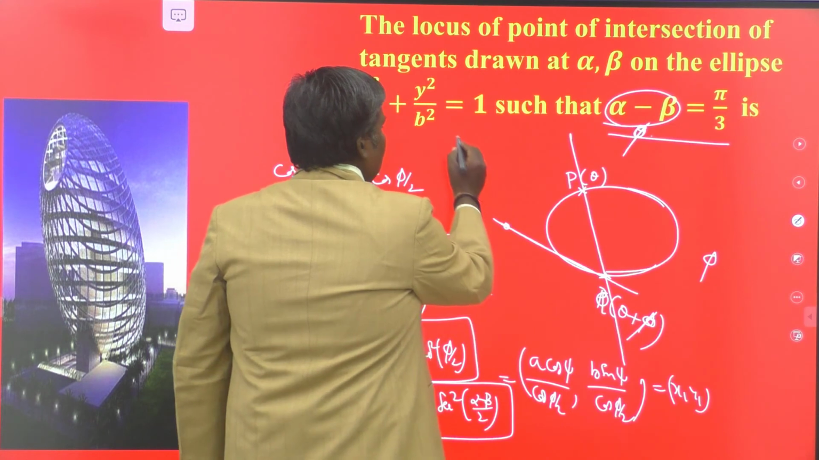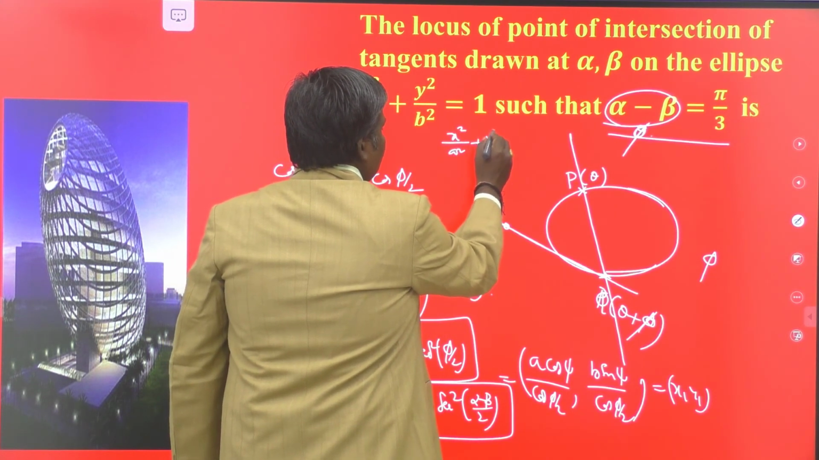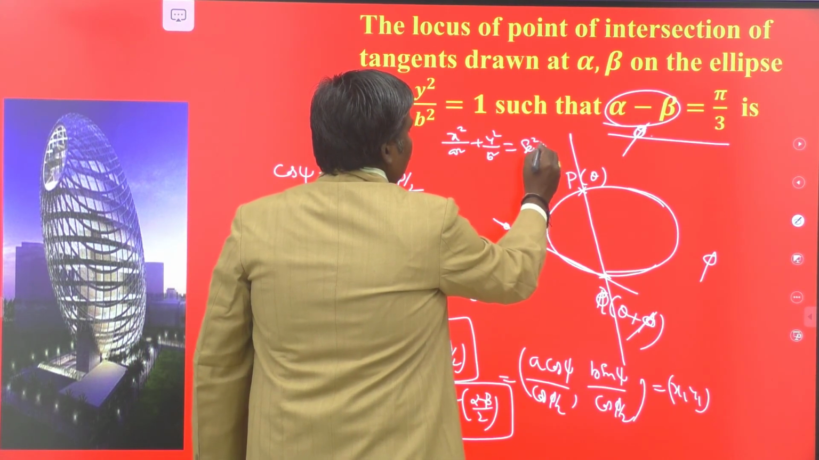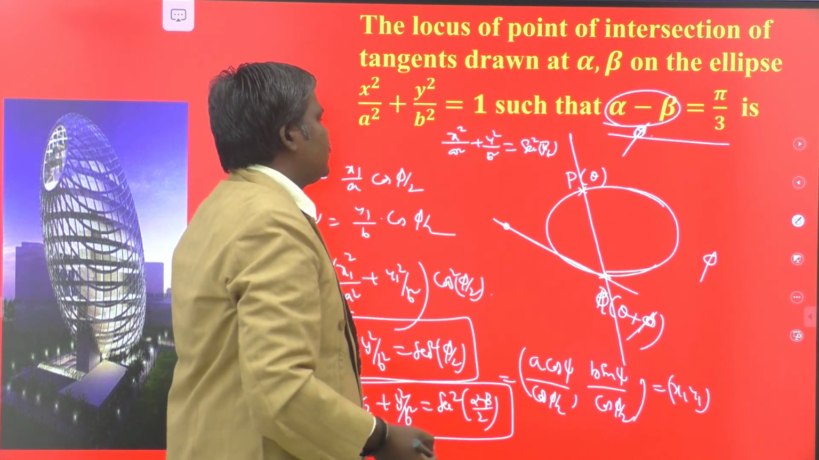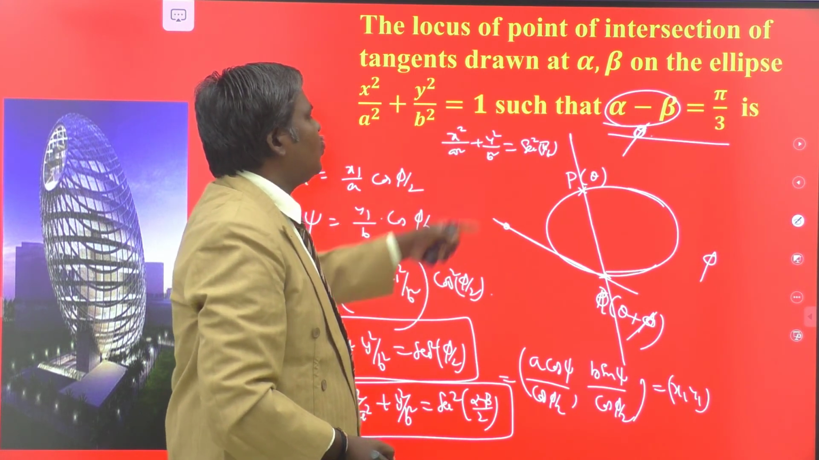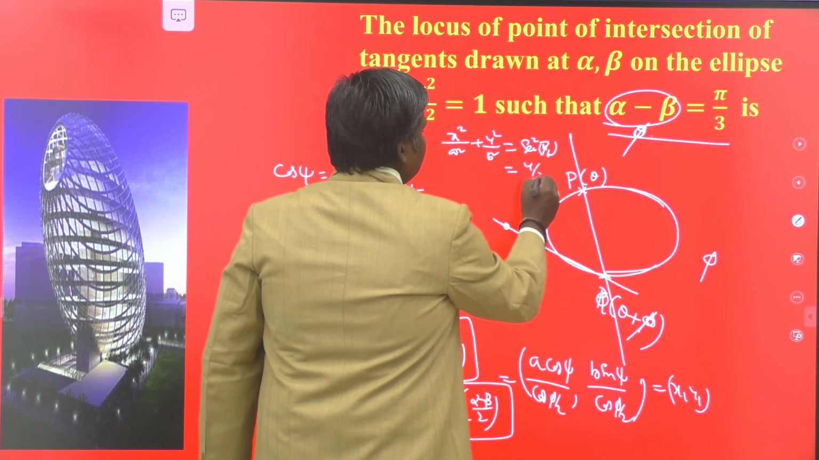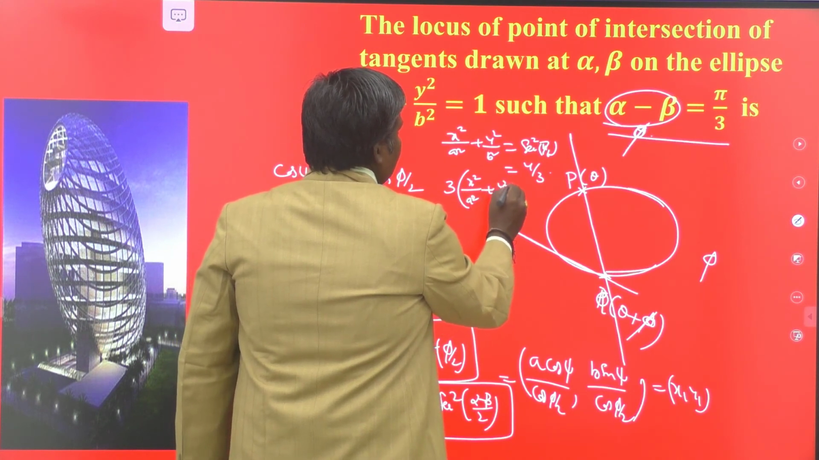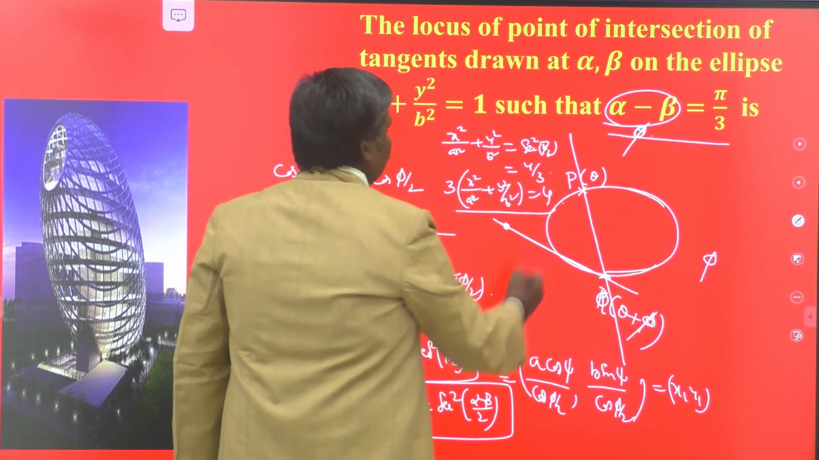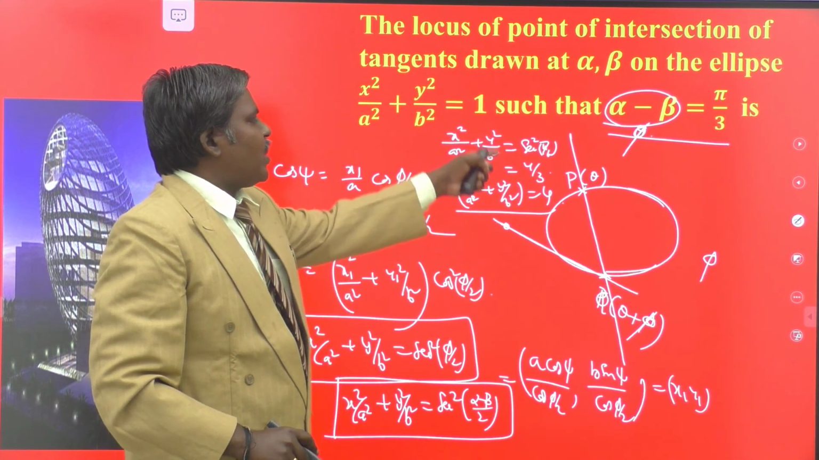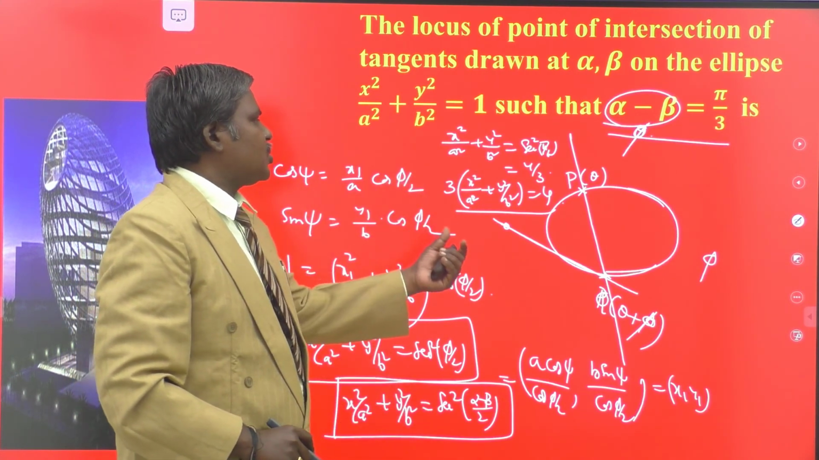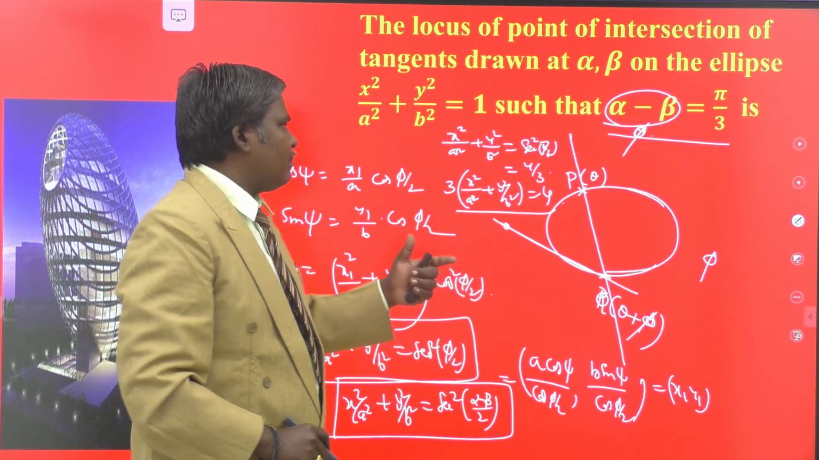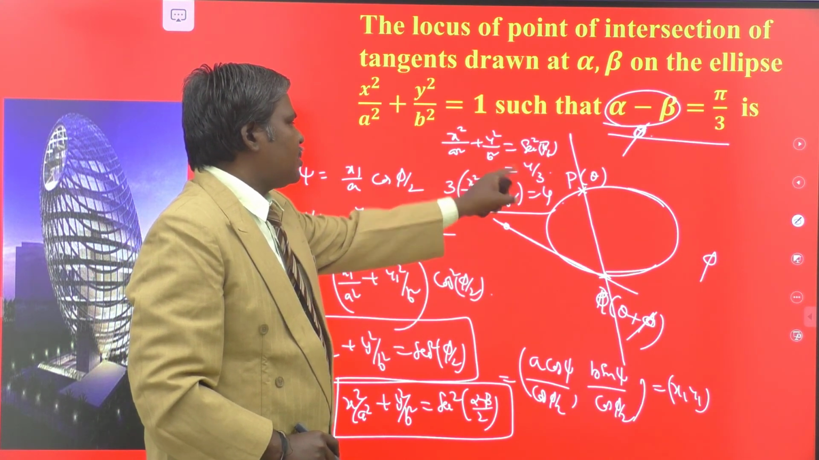So your answer is, I am writing here, x square by a square plus y square by b square equals secant square pi by 6, which means 1 by cos square pi by 6. What is cos pi by 6? Root 3 by 2. Taking the reverse, 2 by root 3, whole square, that is 4 by 3. So our answer is 3 times x square by a square plus y square by b square equals 4.